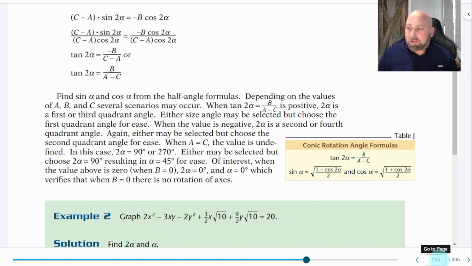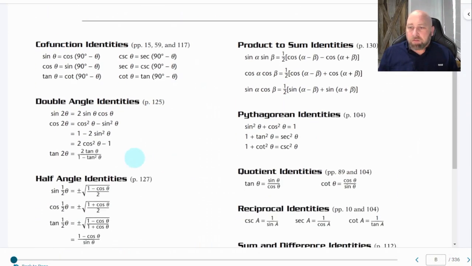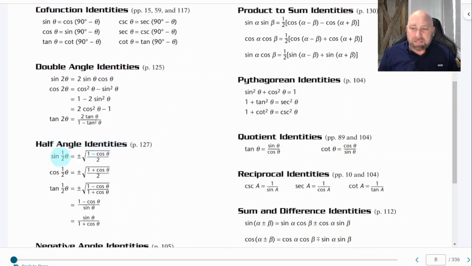Let's jump back to, now look at this, sine of A. So we go from tangent of 2A. We have to cut that in half because we don't want 2A, we just want A. Notice sine A. How do we cut an angle in half? Go back to the front cover of your book, which is page B for me, and you'll notice that we have half angle identities. So sine of one half theta equals, since we want to cut that in half, we're going to do 2 divided by 2, the square root of 1 minus cosine of theta over 2. That's for sine. So keep that in mind, and let's go back to page 255.